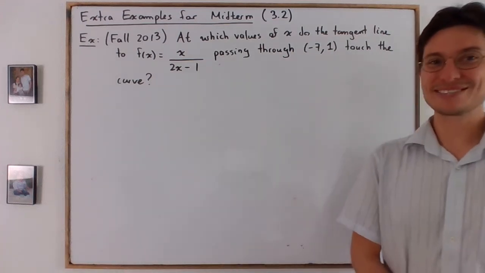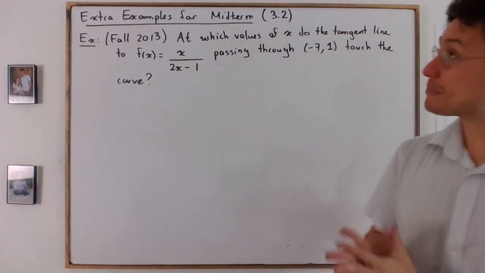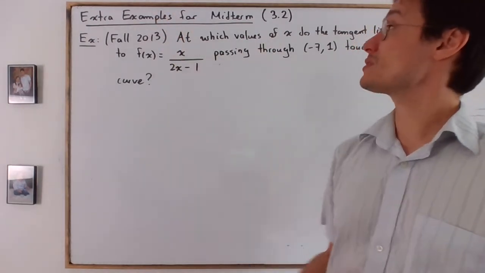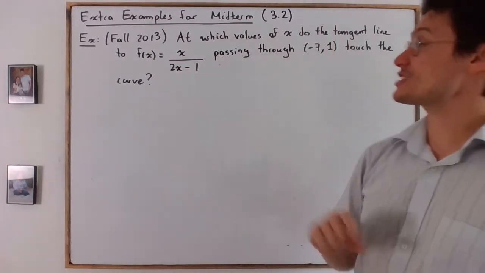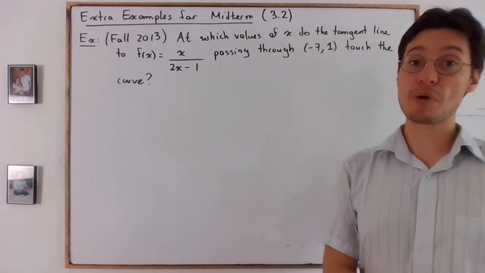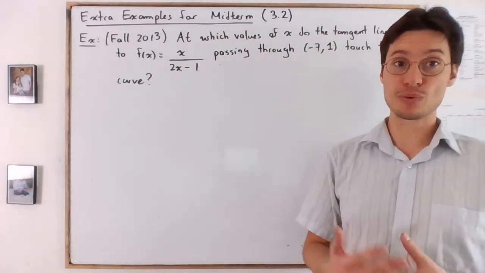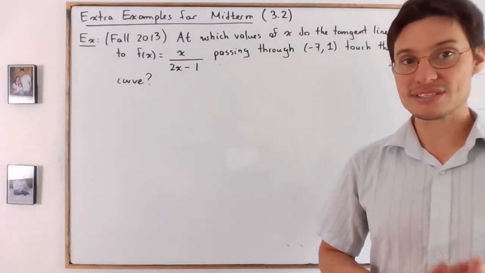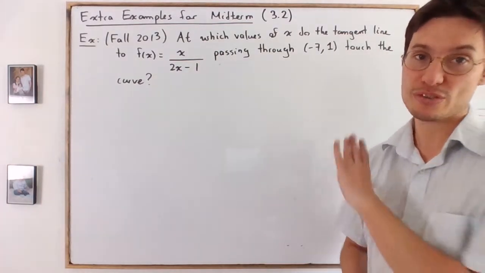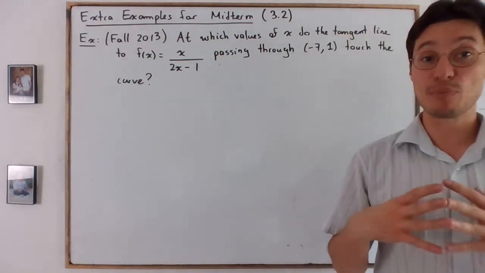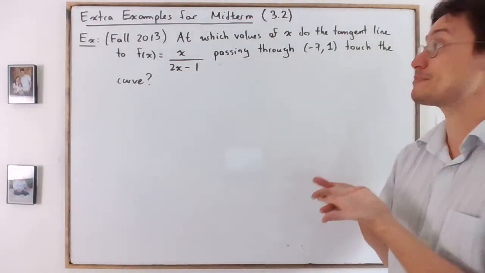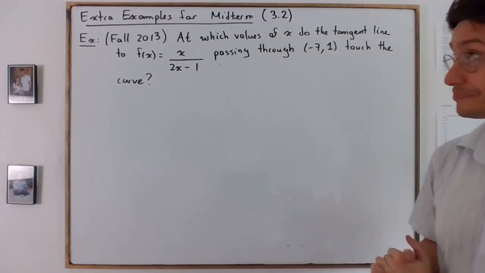Hi Calculus 1 students. So in my series, extra examples for the midterm, this one is in section 3.2. So you're supposed to use the product and the quotient rule, as well as the rules that were presented before that. So there's no chain rule in there yet. But again, the example is important because of the conceptuality of the question.